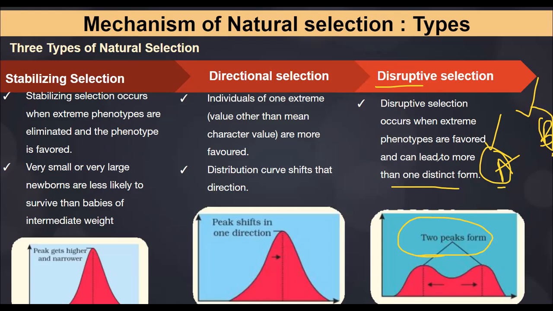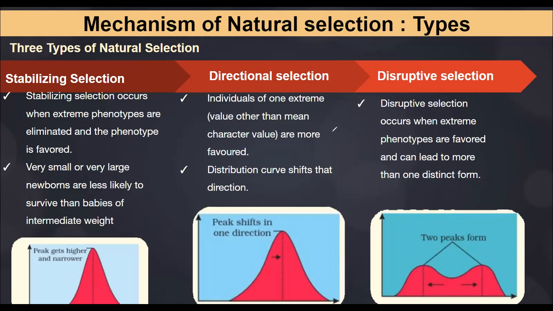For example, there is an area where you have, let's say, black rabbits, white rabbits, as well as gray rabbits. You have these three types of rabbits in a particular area. Both the traits, white and black, are very common. They are favored by natural selection because they can camouflage with the environment. The intermediate one, which is gray, is actually not useful, and they might just stand out.